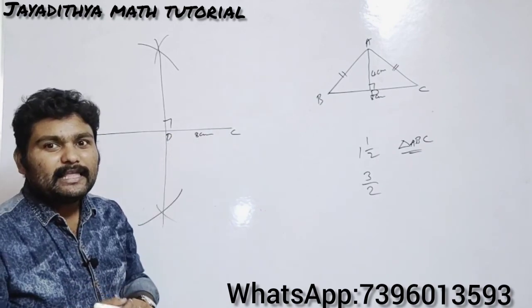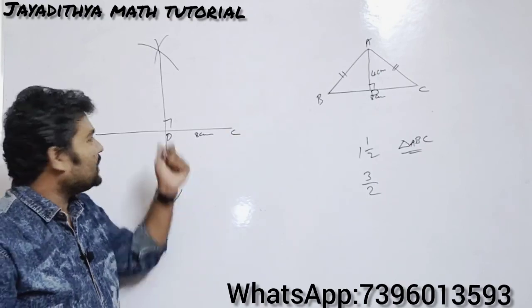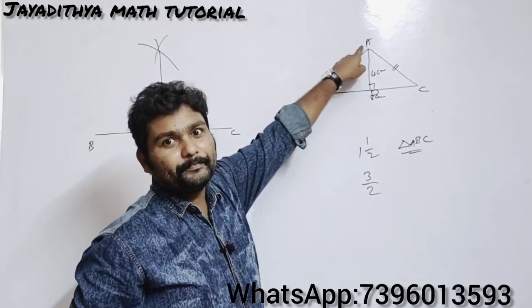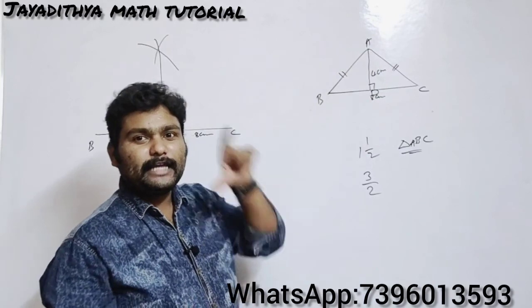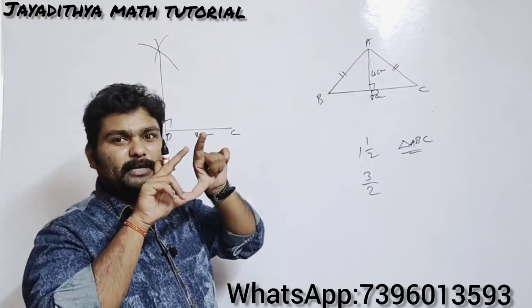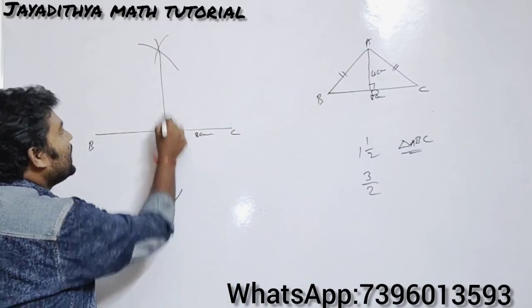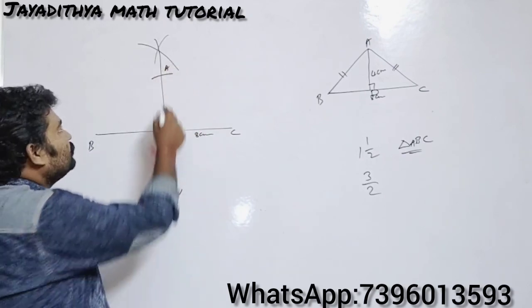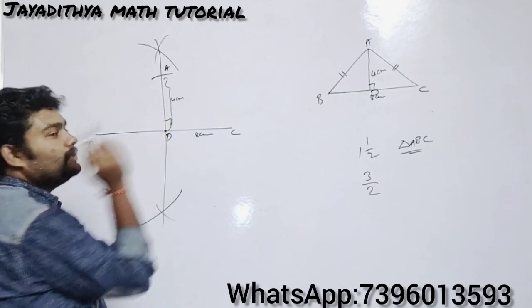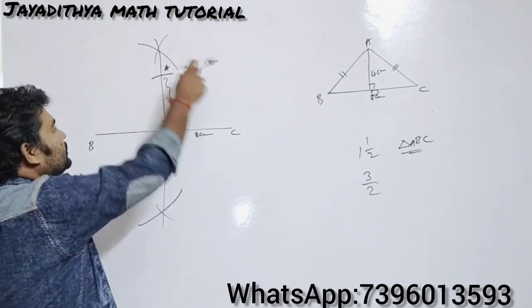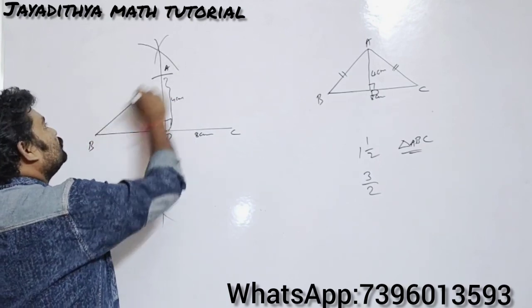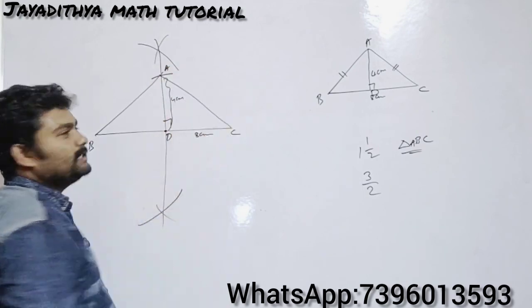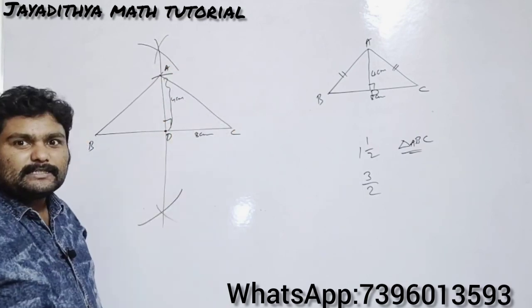What is the height of the triangle? The height of the triangle is 4 centimeters, that means D to A is 4 centimeters. Now take the scale and compass, measure 4 centimeters radius, take D as center and mark a point with 4 centimeter radius. Clear? After this, join BA and join AC. That's all. Your triangle ABC is constructed.